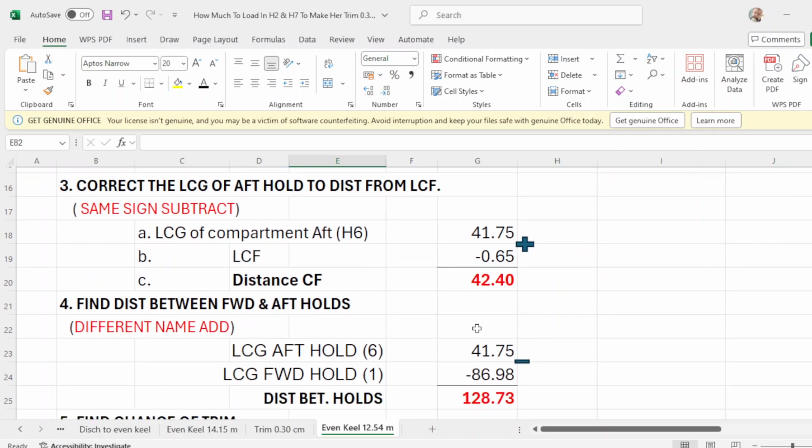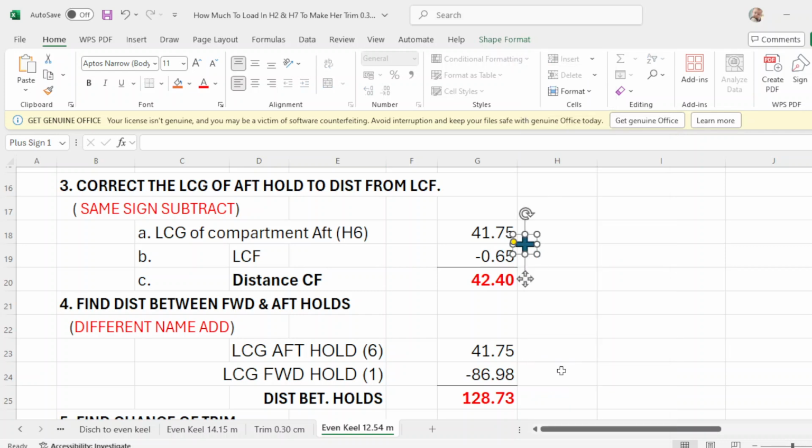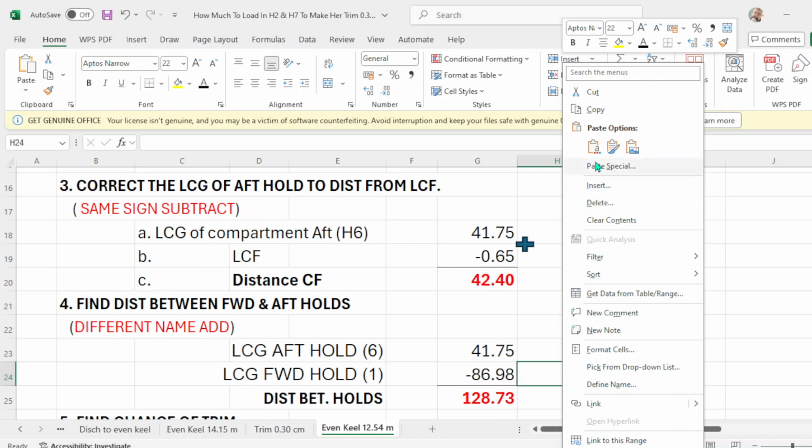Distance between hold 6 and hold number 1. Different name, add. So they have different names, then you add. Sorry, this is supposed to be add. Okay. Copy. Paste.